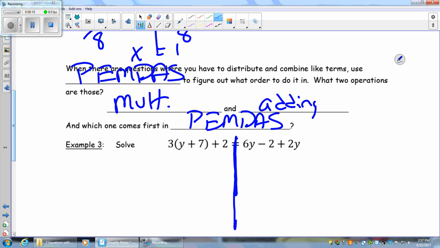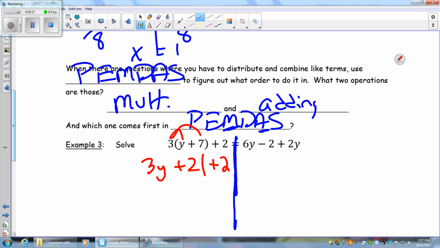Multiplying or adding? Well, obviously, adding is almost towards the end. M is like right in the middle. So that being said, we are going to distribute first. We've already done that today, but people mess that up still. So let's distribute right away to get 3y plus 21 plus 2.